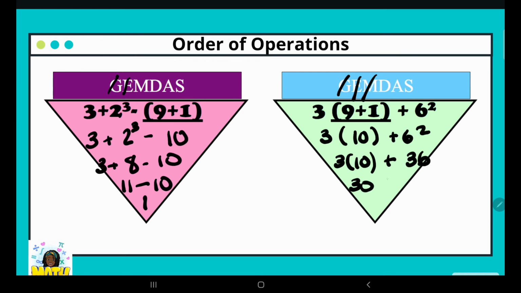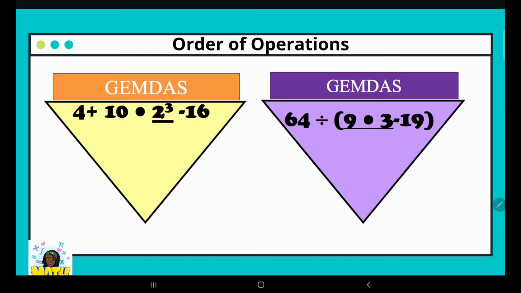I have no division, but I do have addition. Okay, so 30 plus 36 is 66. So here my final answer would be 66. All right, let's take a look at some more examples.